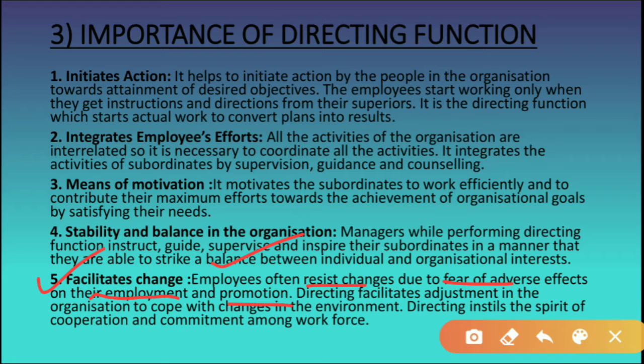So directing function is the function which facilitates them to cope up with the changes in the organization, with the environment. So directing here instills the spirit of cooperation and commitment among the workforce. See, इसमें क्या होता है student? Generally the employees hesitate, they resist accepting the changes, but through the directing function the changes can be implemented. How can the changes be implemented? The superior guides the subordinate that the changes are better for them.